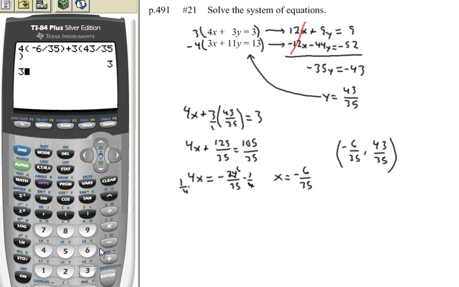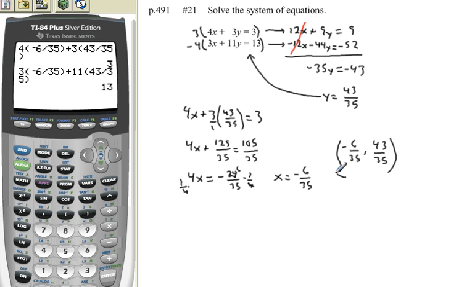Let's see if they work for the bottom. 3 times negative 6/35 plus 11 times 43/35 gives me an answer of 13. So these values, strange as they seem, will make both of these equations true.